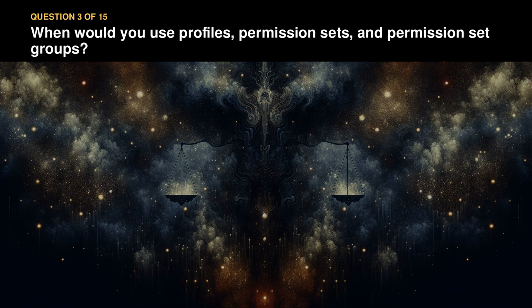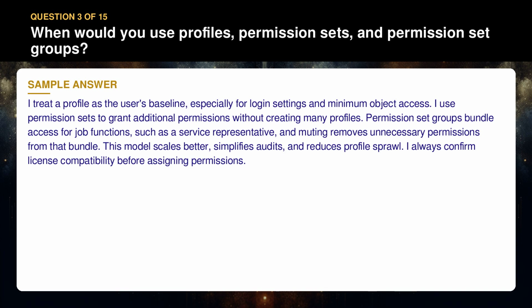Question 3. When would you use profiles, permission sets, and permission set groups? I treat a profile as the user's baseline, especially for login settings and minimum object access. I use permission sets to grant additional permissions without creating many profiles. Permission set groups bundle access for job functions, such as a service representative, and muting removes unnecessary permissions from that bundle. This model scales better, simplifies audits, and reduces profile sprawl. I always confirm license compatibility before assigning permissions.